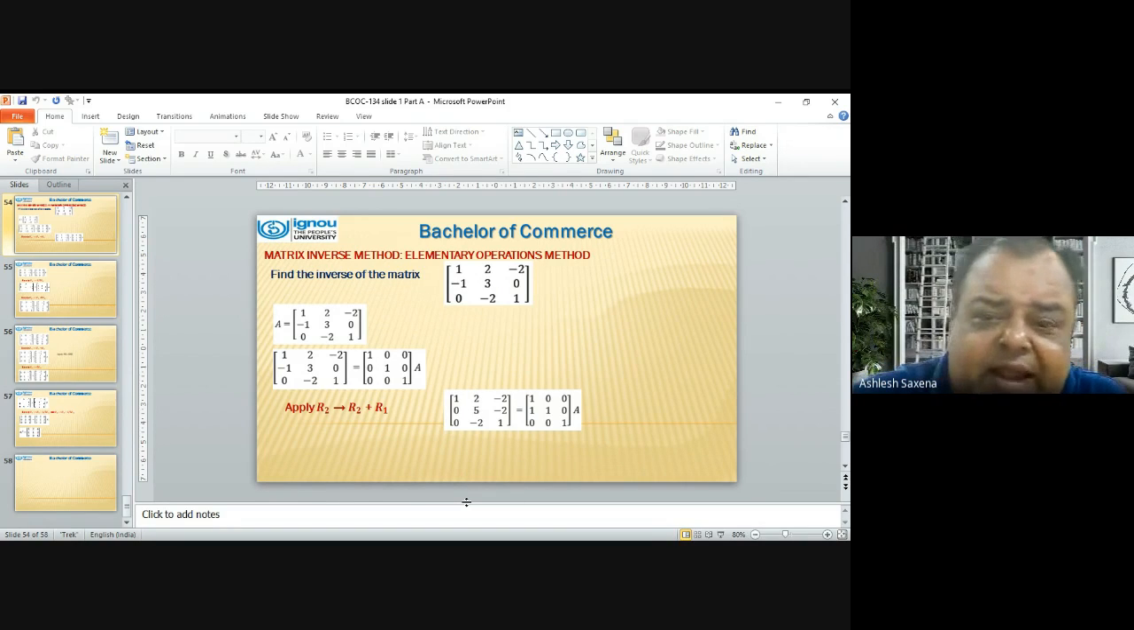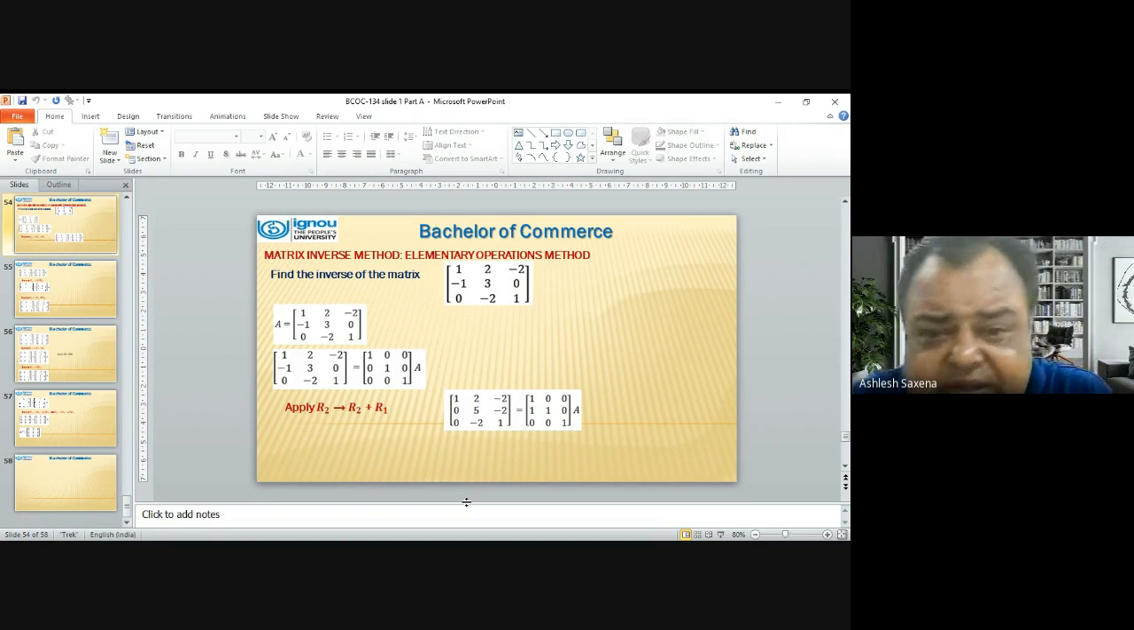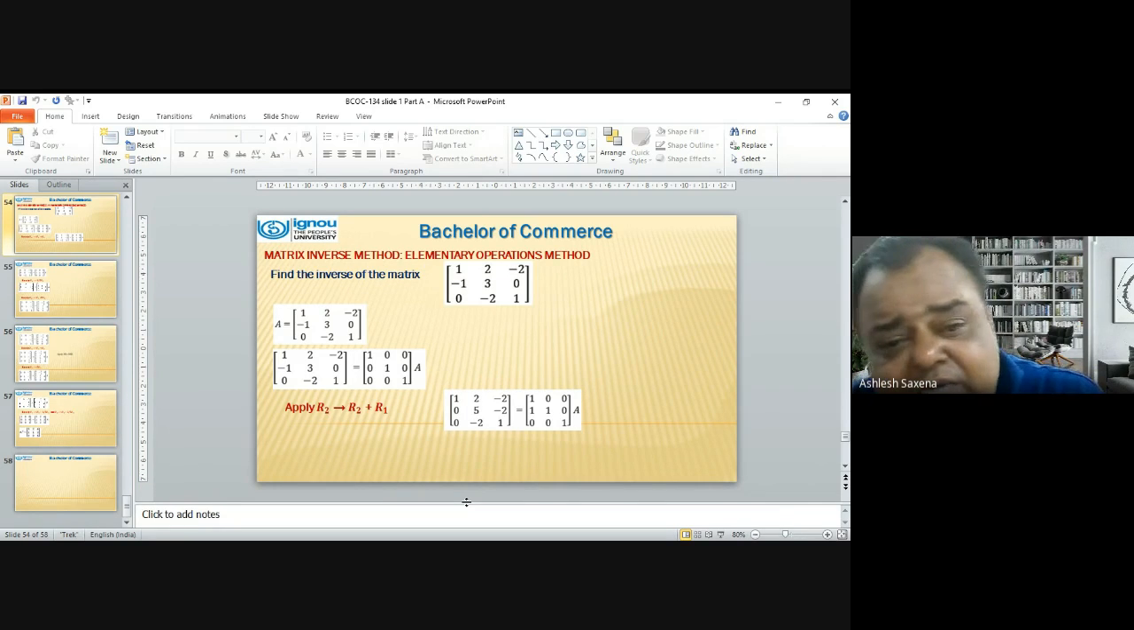We have to find the inverse of this matrix: 1, 2, minus 2, minus 1, 3, 0, 0, minus 2, 1. Initially, write this matrix as A equal to in this form. Third step, this matrix will be equal to, this is a 3 by 3 matrix, so you have to write an identity matrix of 3 by 3 order. This is 1, 0, 0, 0, 1, 0, 0, 0, 1 into A.